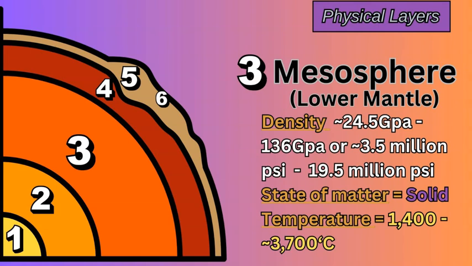So it's a large chunk of the mantle, and this density ranges from 24.5 gigapascals up to 136 gigapascals, or equivalent to 3.5 million to about 19.5 million psi. Again, still insanely dense with a lot of pressure. The temperature reflects that, 1,500 to about 3,700 degrees Celsius, and the state of matter, the layer is solid.